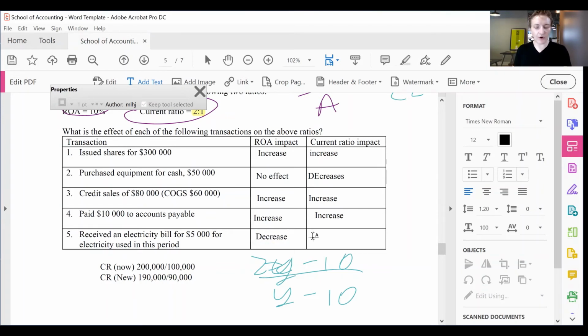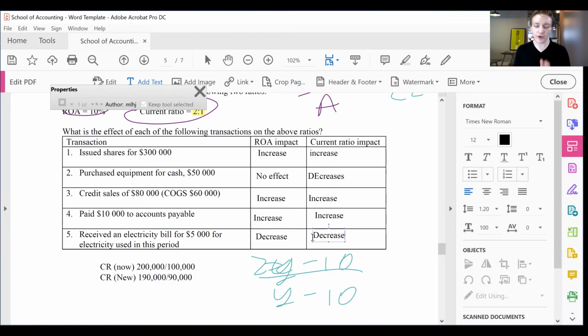Now, in terms of the current ratio, we can also see what might happen here as well. When the firm receives this bill, effectively here its current liabilities will have gone up. However, the current assets have not gone up. So by virtue of having the current liabilities go up, this is also going to decrease.